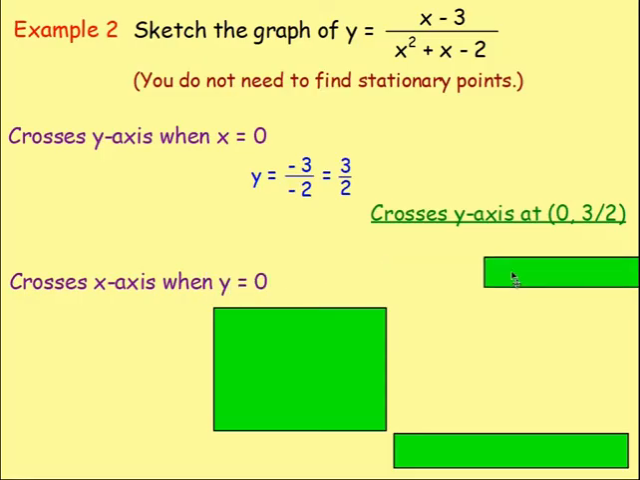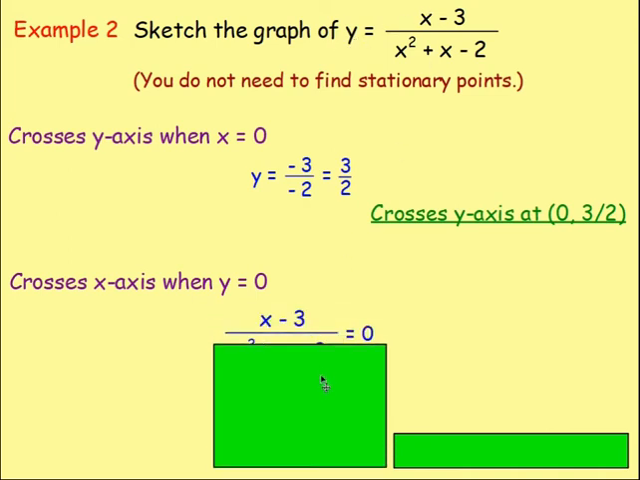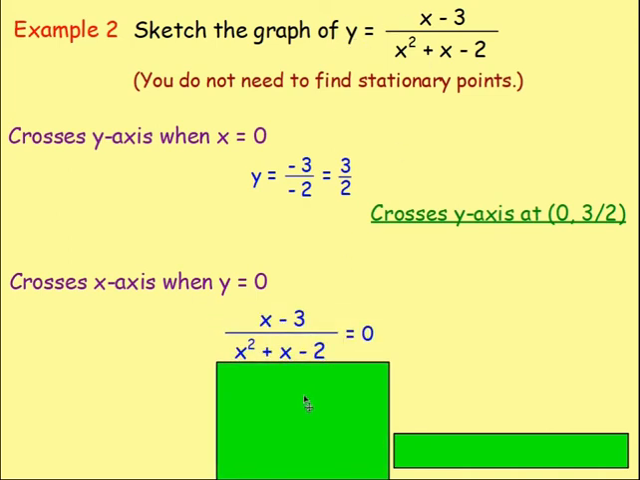When's it going to be? Brilliant, you've got it. When y equals 0. So when y equals 0, you will have 0 equals all of this fraction. How do you solve that? Perfect. Multiply both sides by x squared plus x, take away 2.